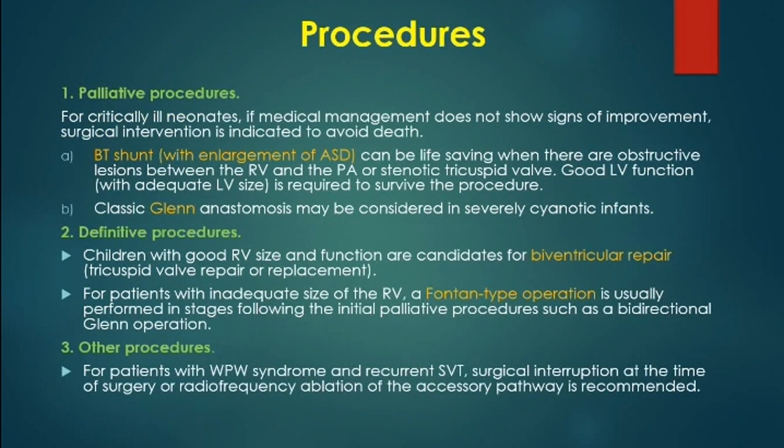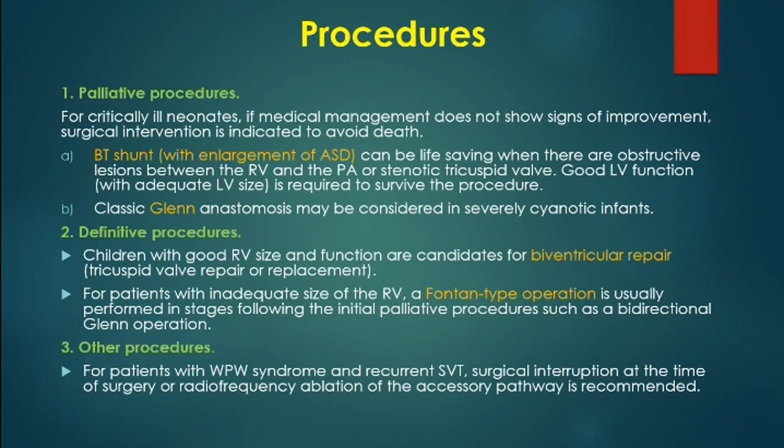Surgical procedures include palliative procedures for critically ill neonates with failure of medical treatment to avoid death. This includes BT shunt and atrial septectomy when there is obstructive lesions between the right ventricular cavity and the pulmonary artery, or a stenotic tricuspid valve. We can directly proceed to a classic Glenn if the RV cavity is not sufficient and the child is severely cyanotic.